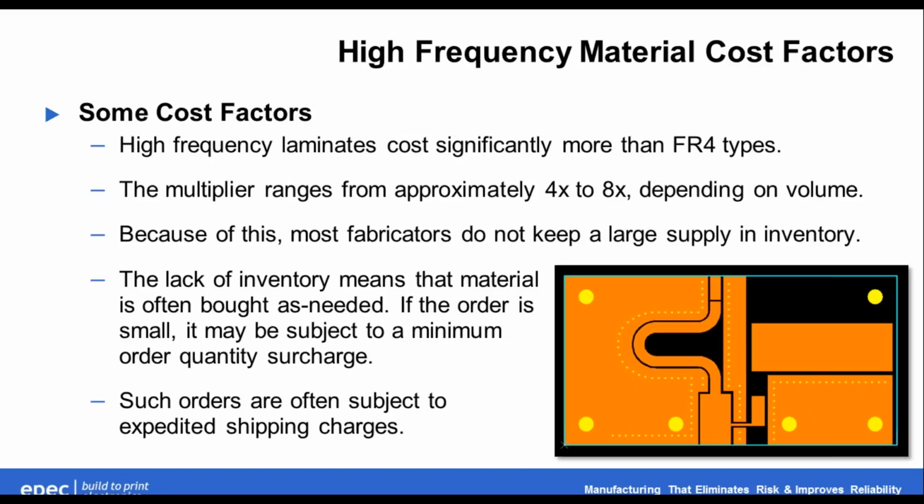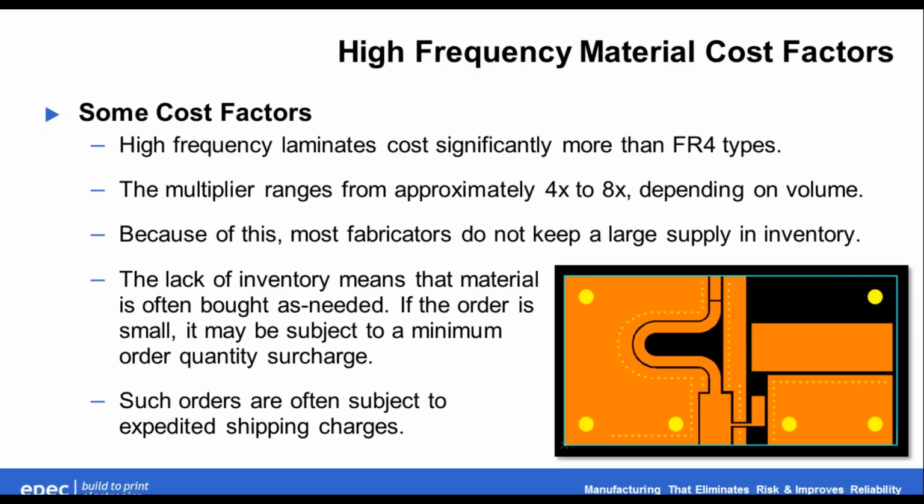Now, one thing I want to touch on before we go too much further, because it'll be relevant to the next couple of slides, high-frequency materials do cost significantly more than FR4. The multiplier tends to range from 4x to 8x, and that largely depends on volume. If you get a really big order that uses this material, there's usually some flexibility in the pricing, but the manufacturers, when they're dealing with small quantities, tend to take advantage of that fact to charge what the market will bear. So because of the cost, most fabricators don't keep a large supply of this type of material in inventory.